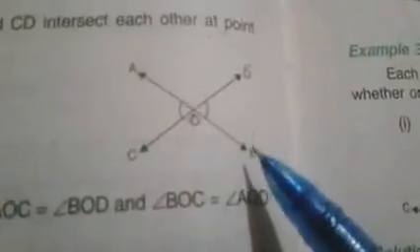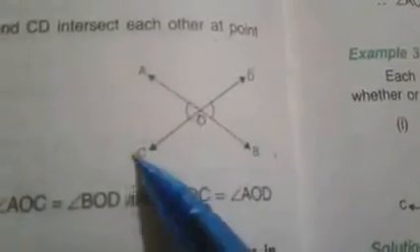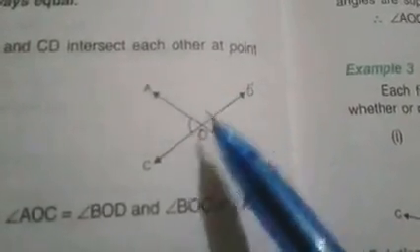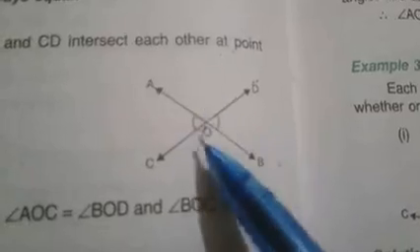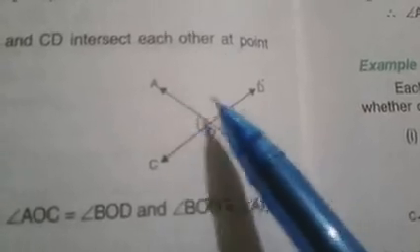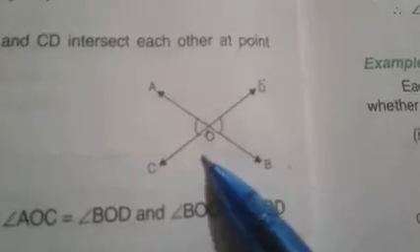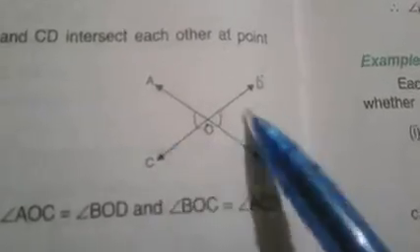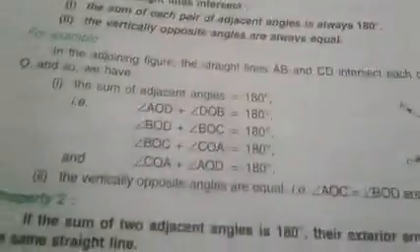Now you know what vertically opposite angles are. In this case, angle AOD is vertically opposite to angle BOC. So this angle is equal to this angle. If this is 60, this will be 60. If this is 70, this will be 70. If this is A, this will be A. If this is x, this will be x. If this is a minus 2, this will be a minus 2. If this is 2x minus 5, this will be 2x minus 5.